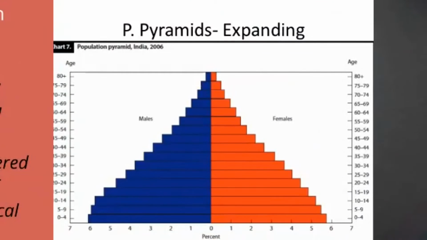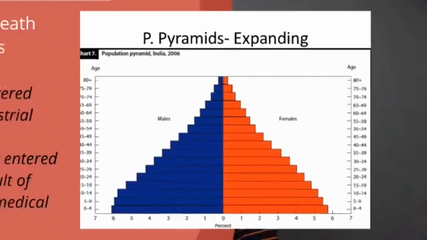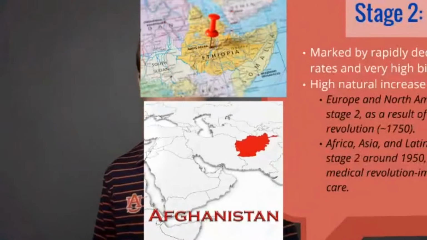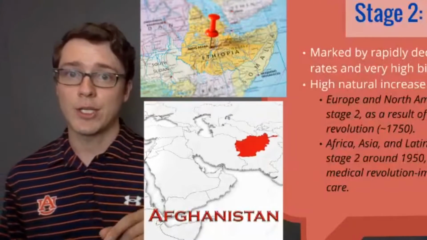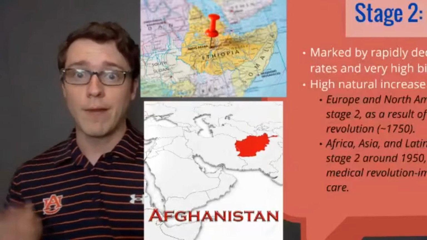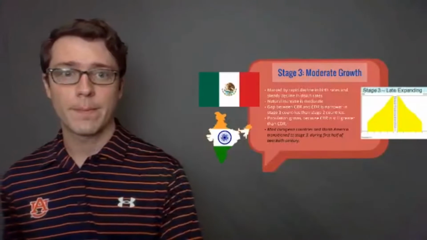So the pyramid of an expanding stage 2 country would look like this. It looks more like a pyramid where we have a wider base and a more narrow top. But with so much growth happening at the bottom, those children are going to grow up and continue having kids. So we still see that the population is expanding a lot in stage 2. Two countries that are examples of this, Afghanistan and Ethiopia, both are still in stage 2, which means they still have very high growth.